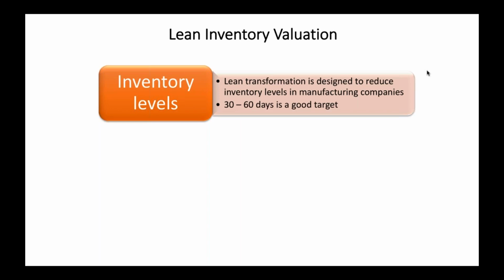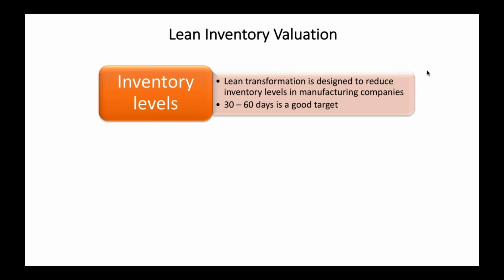Lean transformation is designed to reduce inventory levels in manufacturing companies. That is a typical outcome of a successful lean transformation. I often like to say if a company says they're lean, but inventories are not really moving, they're not applying lean practices in the right way. Inventory levels will come down because inventory is considered waste.